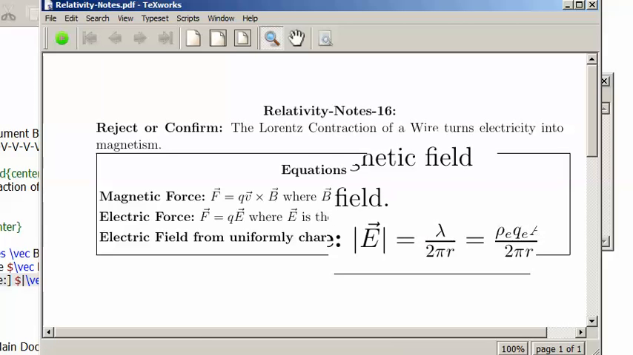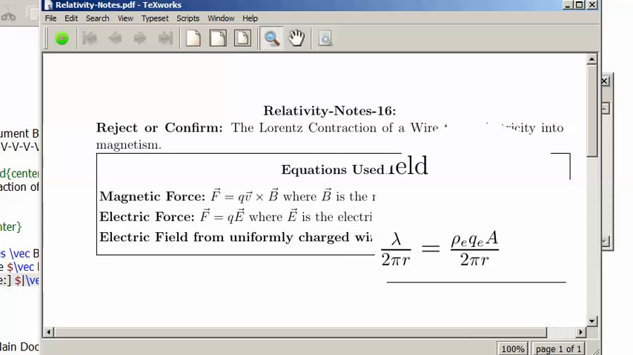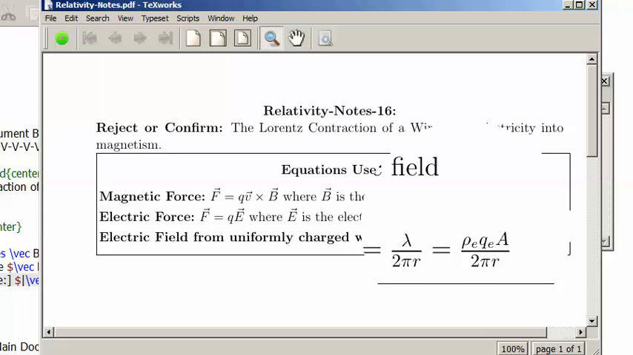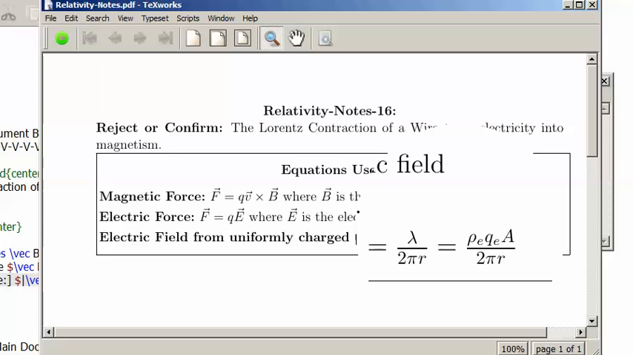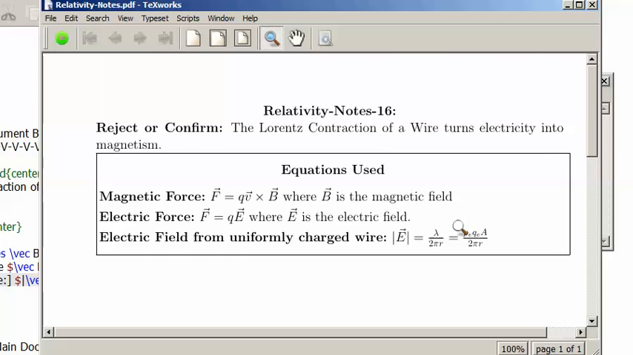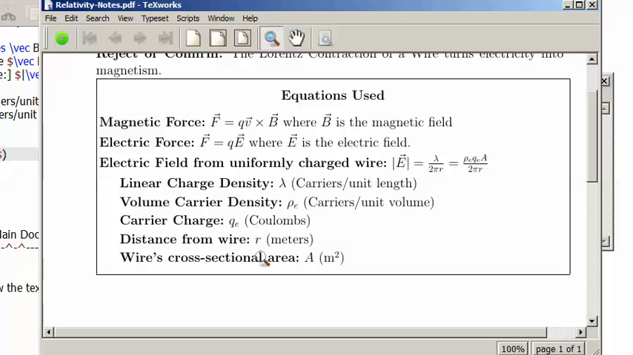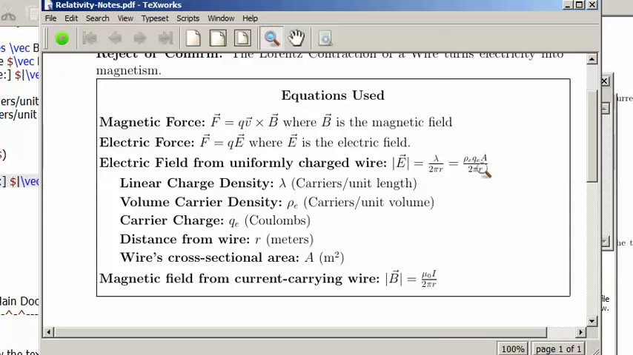and the linear charge density is equal to the cross-sectional area of the wire times its volume charge density, and the volume charge density here is represented by rho sub E. A is the wire's cross-sectional area, R is the distance from the wire, Q sub E is the charge of the carrier, while rho sub E is the volume carrier density, carriers per unit volume, and lambda is the carriers per unit length. Okay, I see an error in this one.